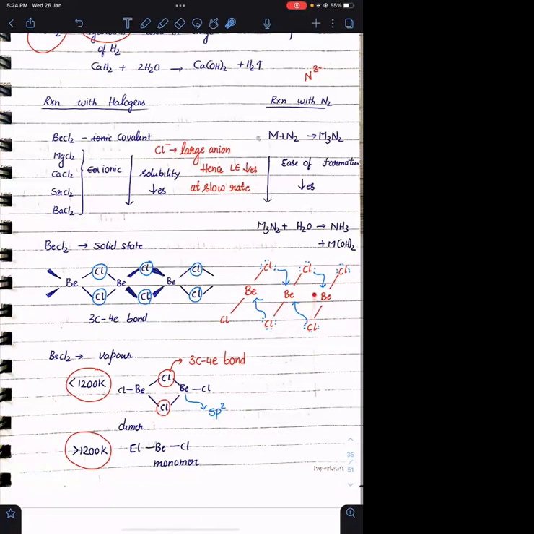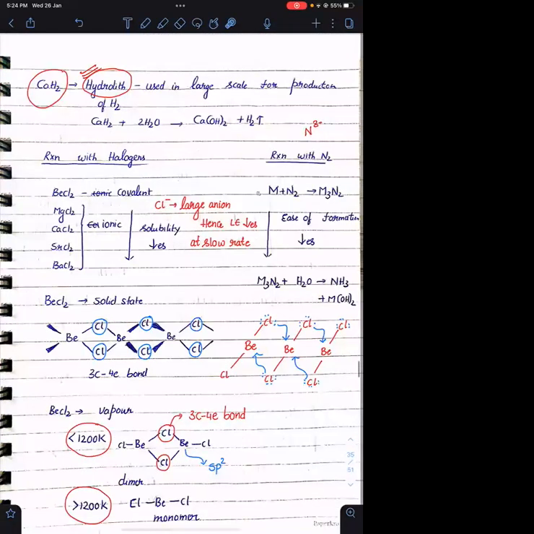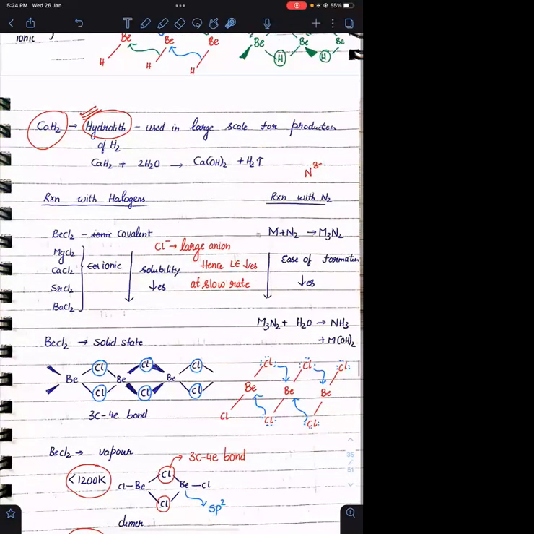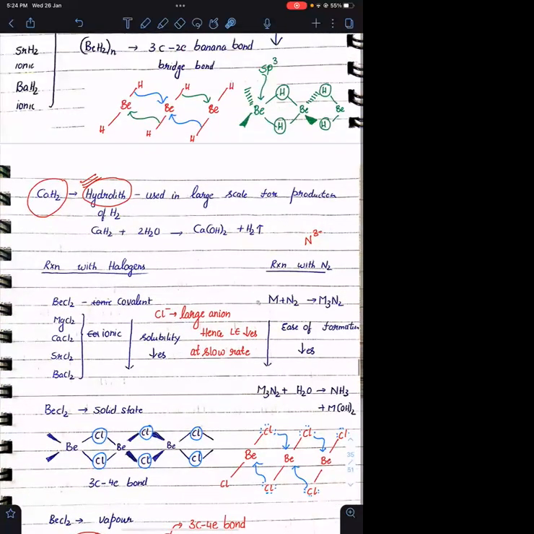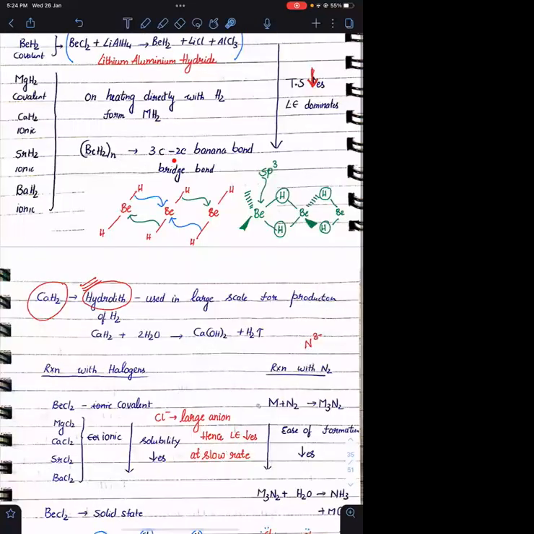Okay. So here the electron deficiency is satisfied, but BeH2 polymer में there is still electron deficiency because you are having 3 center 2 electron bonds. Here you are having 3 center 4 electron bonds. Any doubt anyone?